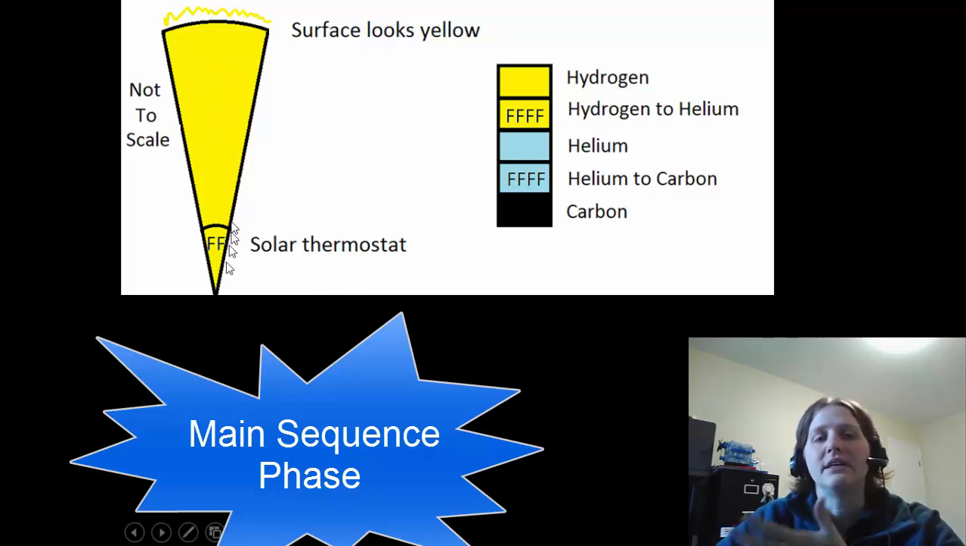The sun is mostly hydrogen, so I'm going to color these yellow to indicate hydrogen. And for the core, I've left some F's here to indicate fusion. Alright, so here's the key. Most of the star is hydrogen, and in the core you have hydrogen into helium fusion.